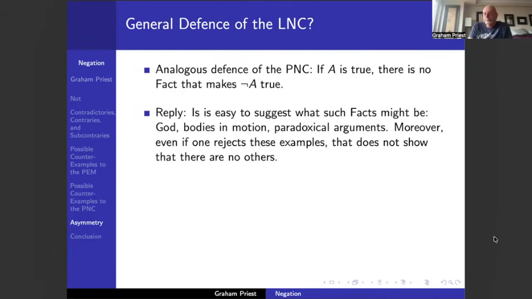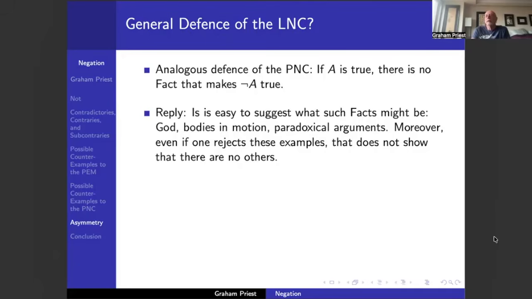For a start, it's easy to suggest what facts that might make both A and not A true are. We've had some examples. So facts concerning God, bodies in motion, paradoxical arguments. True, they're contentious, but even if you dispute and get rid of those, that does not show that there are no other facts.